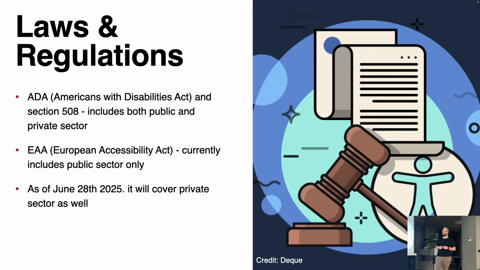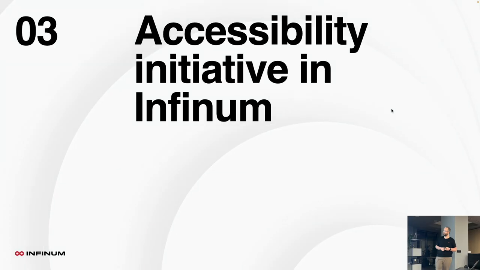In Europe, currently, this only covers the public sector, so government sites, for instance. But in 2025, this will extend to also include the private sector as well. So this is why accessibility is very important now while you're developing your products, because soon you will have to comply by law with this regulation.